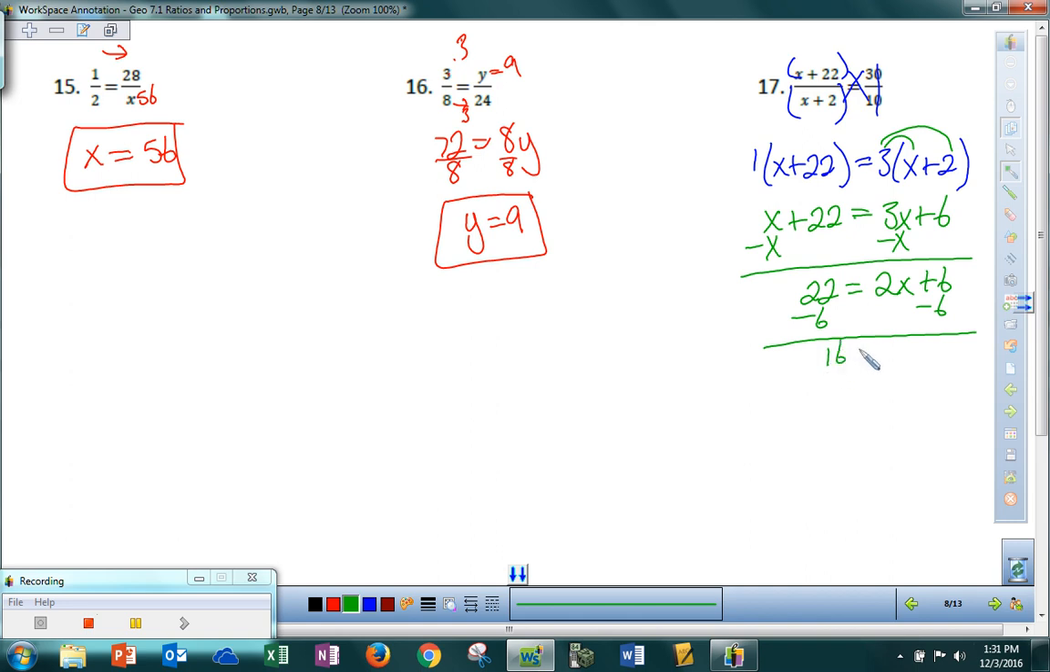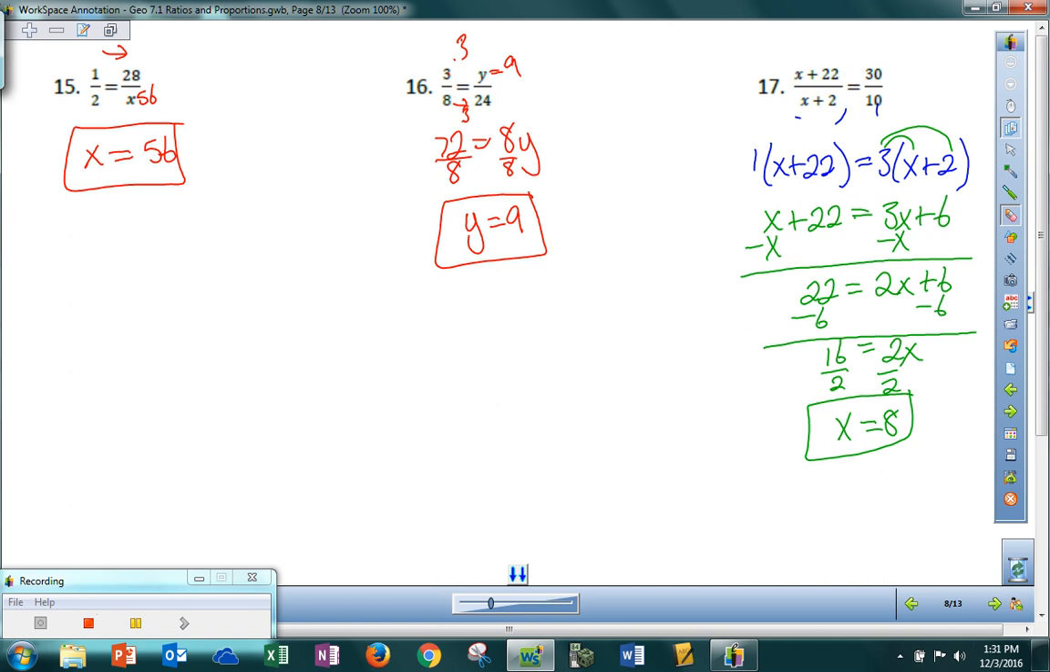And 16 equals 2x. Last step, go ahead, divide by 2 on both sides. So x equals 8. Now let's go back up to our original equation. We can kind of check ourselves here. If you look, 8 plus 2 is 10 on the bottom there, and 8 plus 22 is 30, so we did our job right.